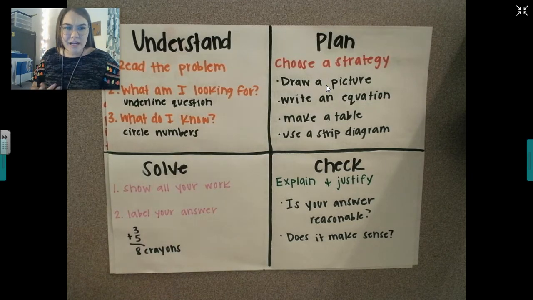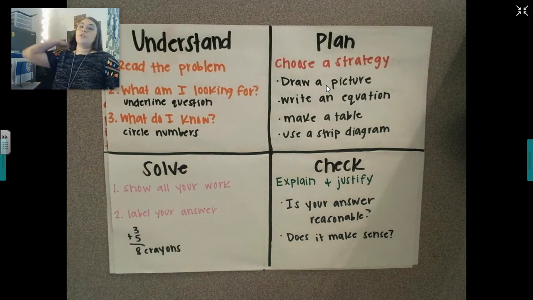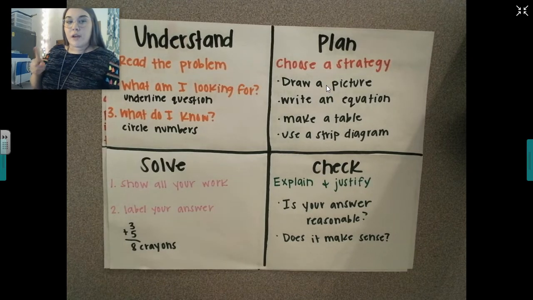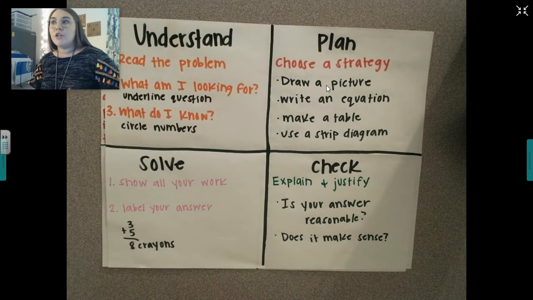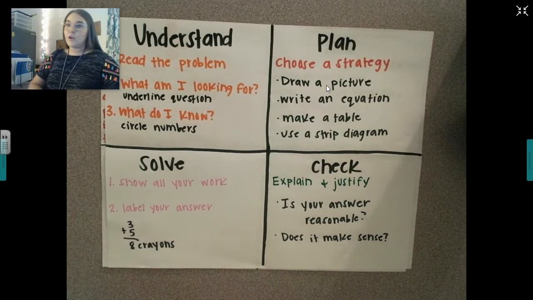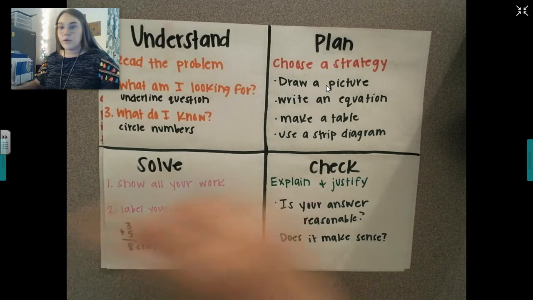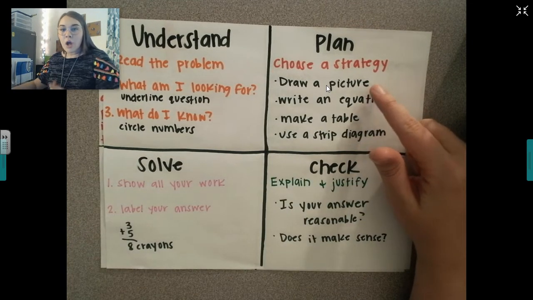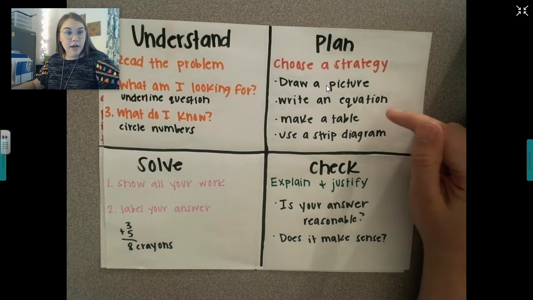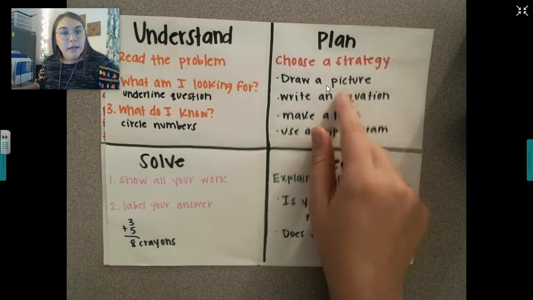So when we do the UPS check model, we read the problem because before we can solve a problem, we have to read it and understand what it's talking about. Then you're going to think, what am I looking for? Underline the question, and what do I know? Circle the numbers. And then in the understand box, you're going to write everything you know about the problem. Then you're going to plan it out. You're going to choose a strategy to solve that problem. Are you going to use a picture, equation? Are you going to make a table, a strip diagram? Whatever you're going to use, you are going to plan out your problem right here.